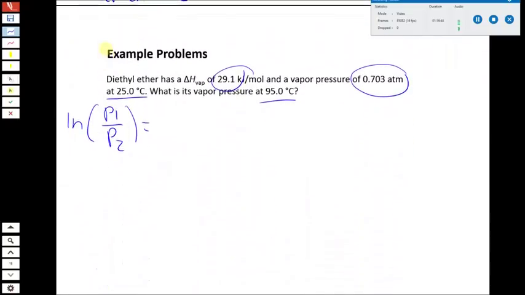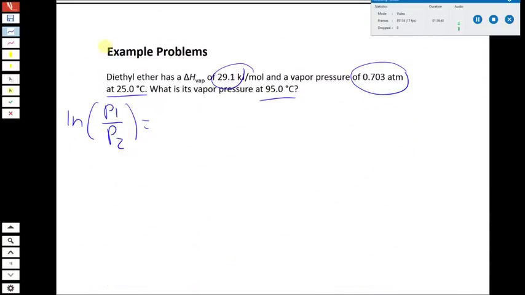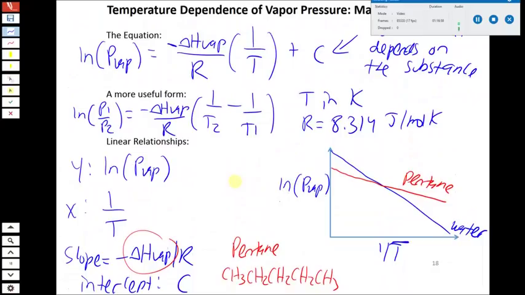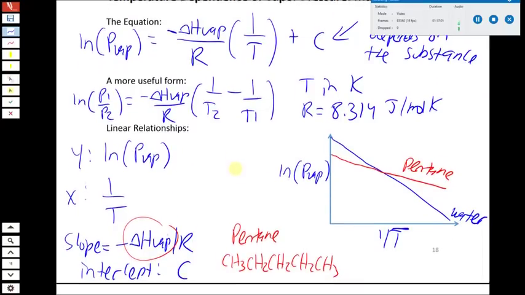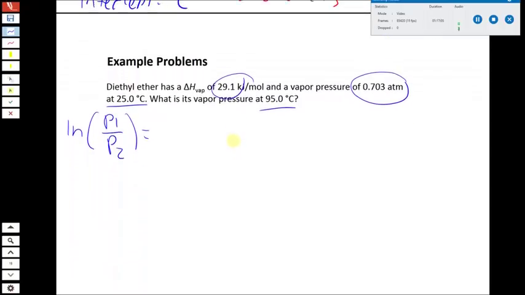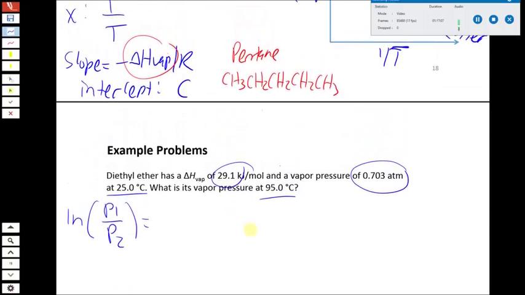I hope I did this right. T2. See, I always screw this up. There's two forms of this equation, and I always mix them up in my head. Now my tablet's frozen, so good. P1 over P2. God, I hope I didn't screw that equation up.